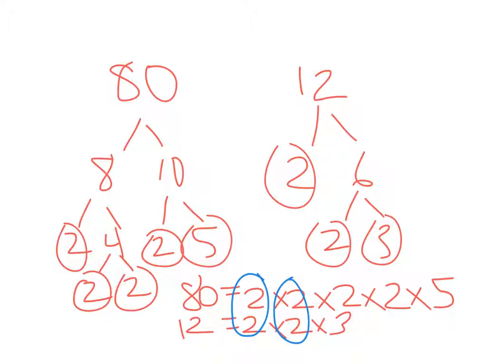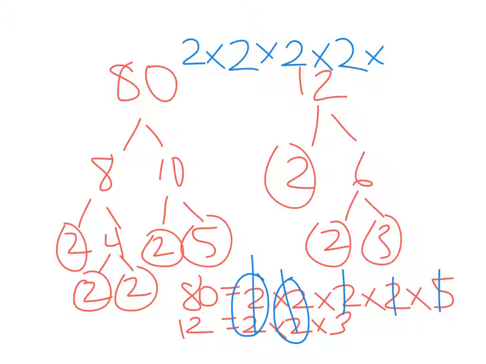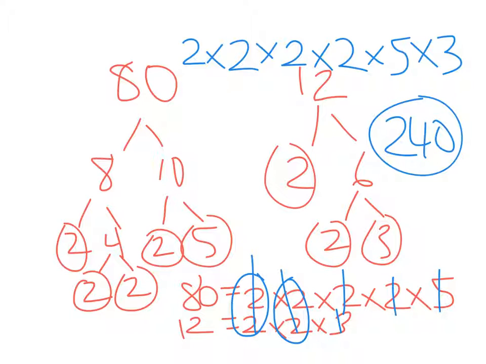So for each pair of 2's that is shared, I only write down once. Now I start writing down everything else. Got to get everything down. So 2 times 2 times 2 times 2 is going to be 16. 16 times 5 is going to be 80. 80 times 3 is going to be 240. So 240 is the smallest number that both 12 and 80 divide into. That's the least common multiple.